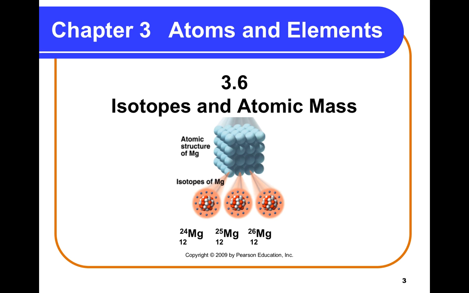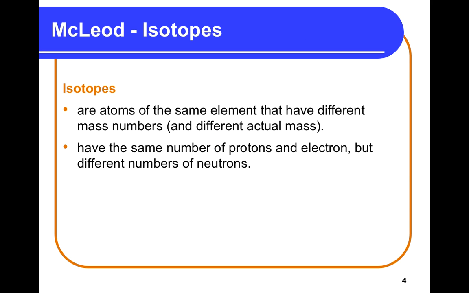So here's the question: what is the mass difference? Well, it's actually the number of neutrons. The number of protons and the number of electrons in all isotopes of the same element are the same. The only difference is the number of neutrons.